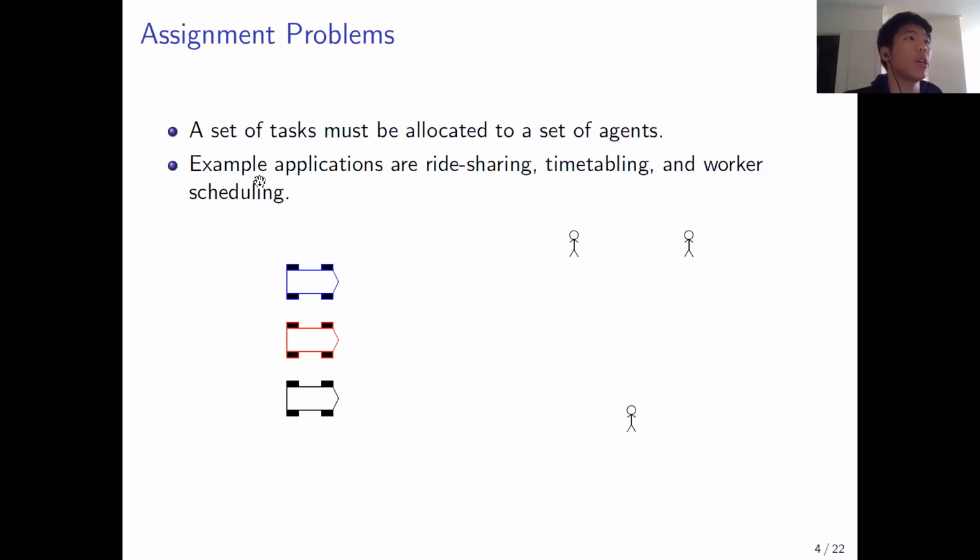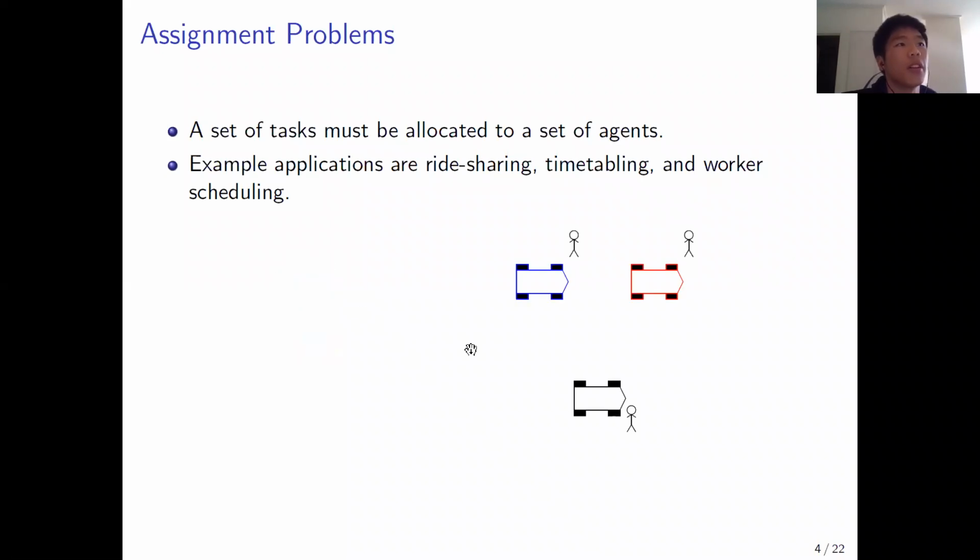So as you can imagine, there are many applications for these kinds of problems. And this is just reiterating what I said on the previous slide. We have a set of tasks and we want to allocate them to a set of agents. Some applications might be ride sharing, timetabling, or worker scheduling. I've got over here a little drawing of a ride sharing application where we've got 3 cars and 3 passengers that we want to pick up, and we want to make a decision: which car needs to go pick up which passenger? So that's just an example of a task assignment problem.